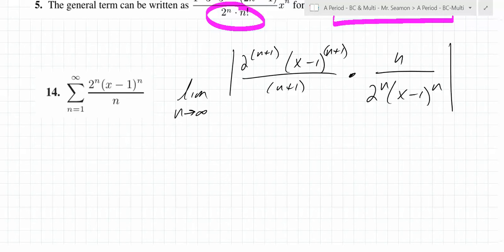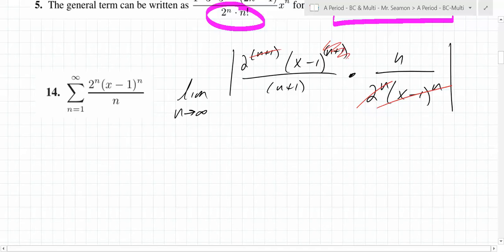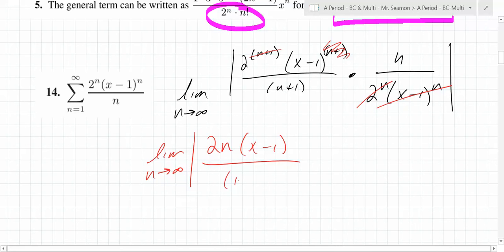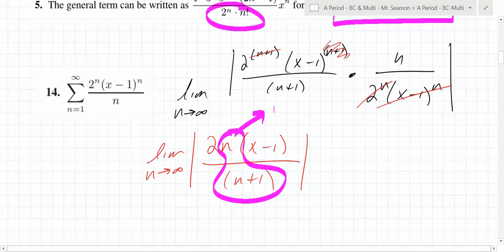So what ends up canceling here? You end up canceling this, and you're just left with the 2, correct? This ends up canceling, and you end up with the limit as n goes to infinity of the absolute value of 2 times n times (x minus 1), all over what on the bottom? n plus 1. Now as n goes to infinity, what happens to this right here? That goes to what? 1. So this is going to go to the absolute value of 2 times (x minus 1). That's going to get infinitely close to 2 times the absolute value of x minus 1.